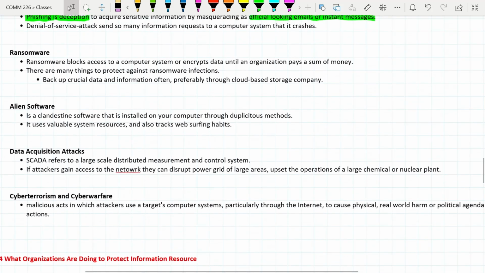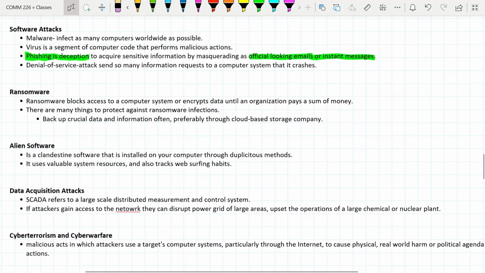So we have alien software, which is clandestine software that is installed on your computer through duplicating methods, and then it uses valuable system resources and also tracks web surfing habits.